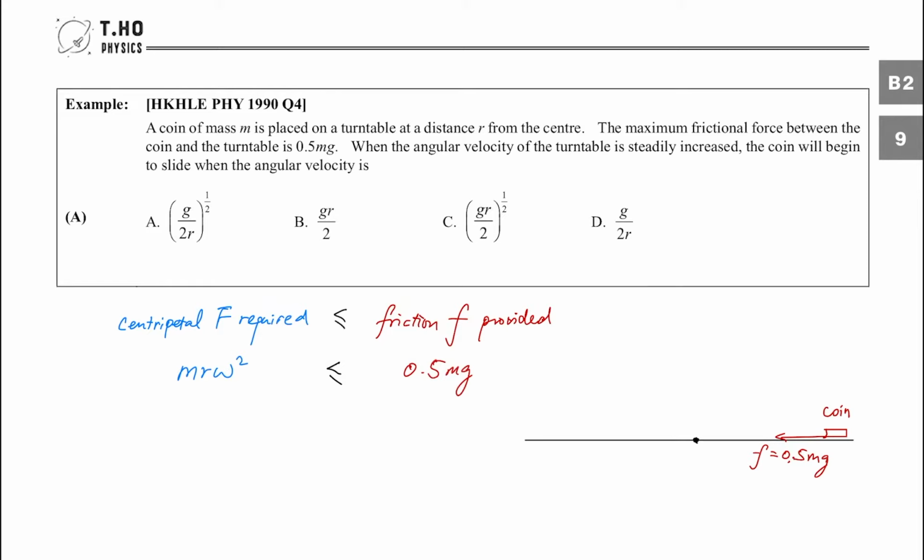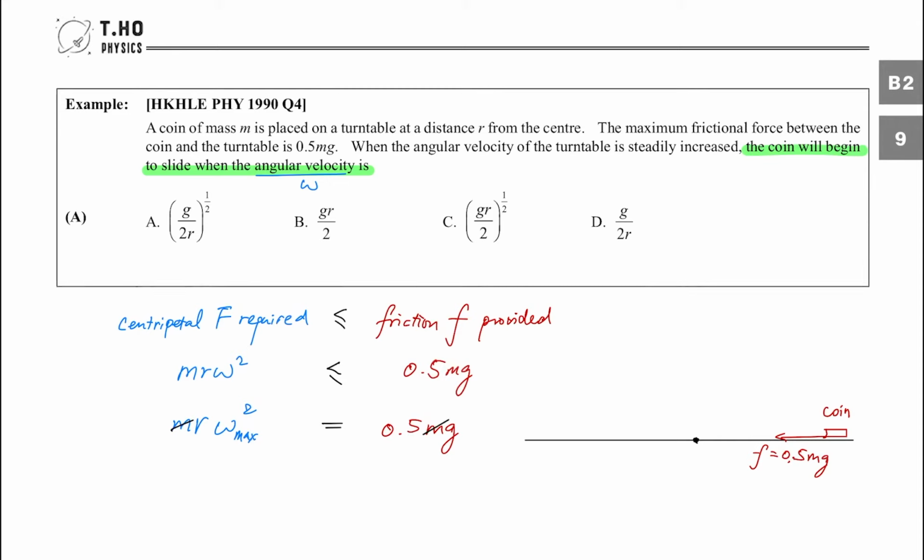So now the question asks us, in this case, the coin will begin to slide when the angular velocity is, okay, so we are calculating the maximum angular velocity. The maximum angular velocity would happen when m r omega square is equal to 0.5 mg.